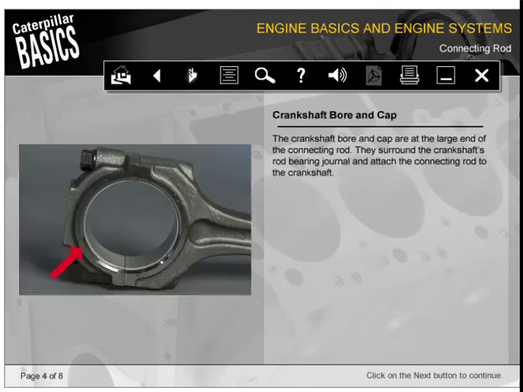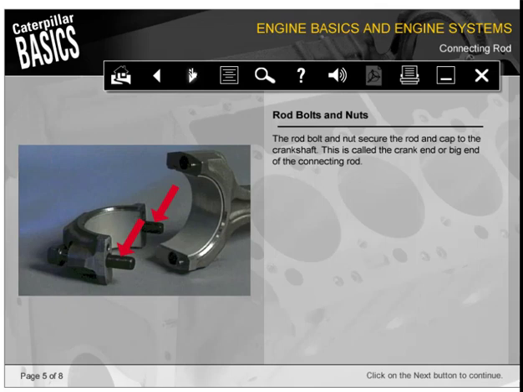The crankshaft bore and cap are at the large end of the connecting rod. They surround the crankshaft's rod bearing journal and attach the connecting rod to the crankshaft. The rod bolt and nuts secure the rod and cap to the crankshaft. This is called the crank end or big end of the connecting rod.